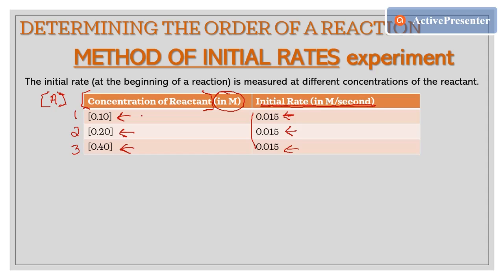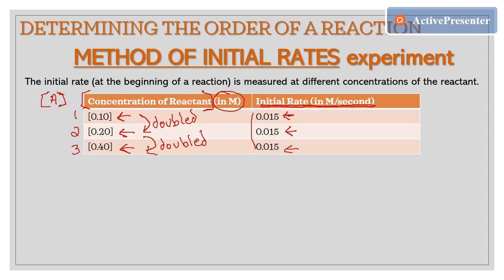Now between the 0.10 and the 0.20, this is a doubling. We doubled the concentration, right? And from 0.20 to 0.40, we doubled it again.